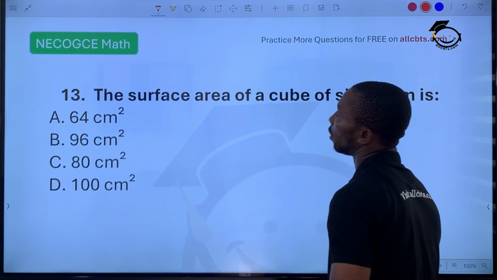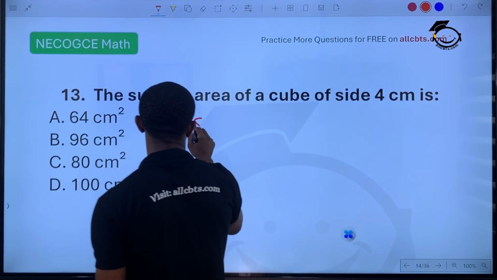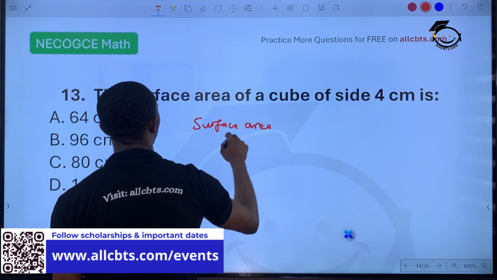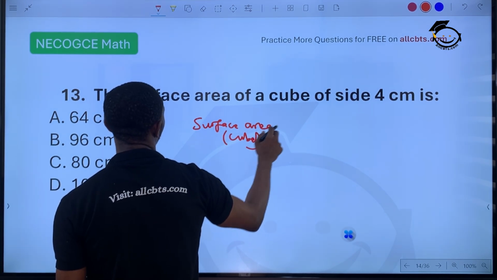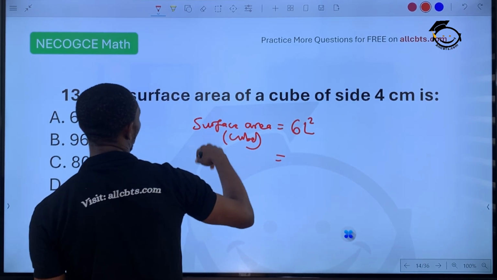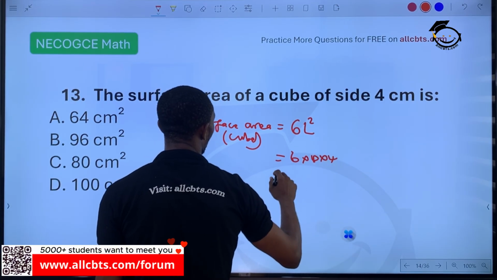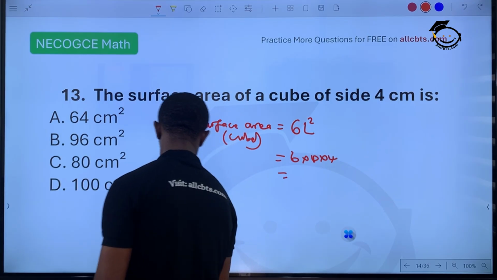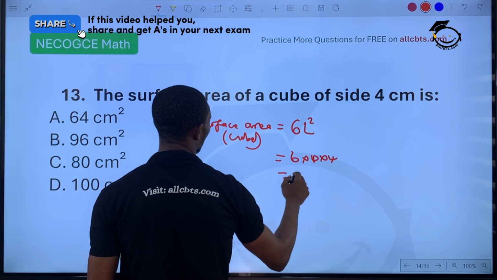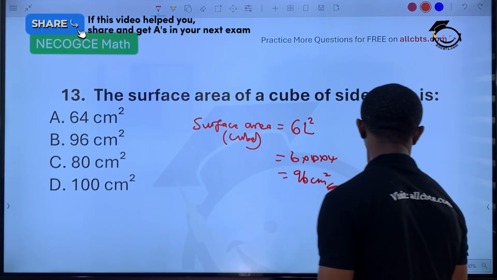The surface area of a cube of side 4 cm is, now I want to talk about surface area for a cube. We have our formula as 6L squared. Now our L squared is 4 times 4, so that will give us 6 times 4 times 4. So that gives us 96 cm squared. So that will be the total surface area.